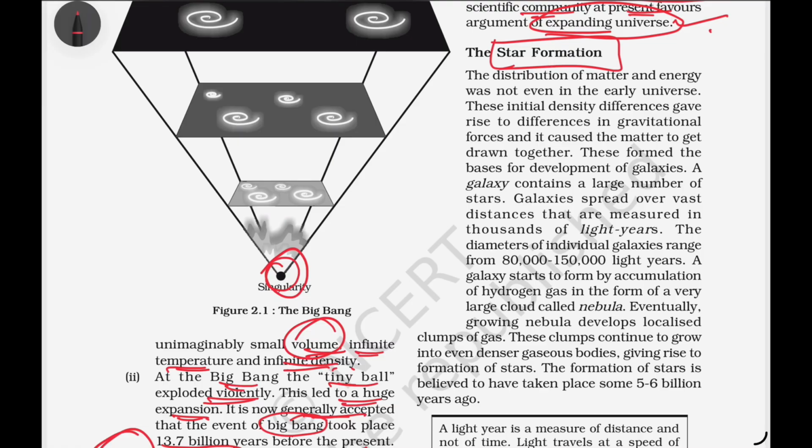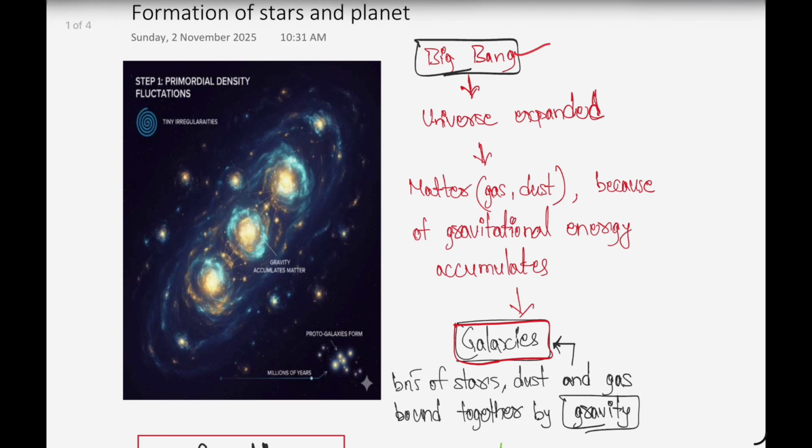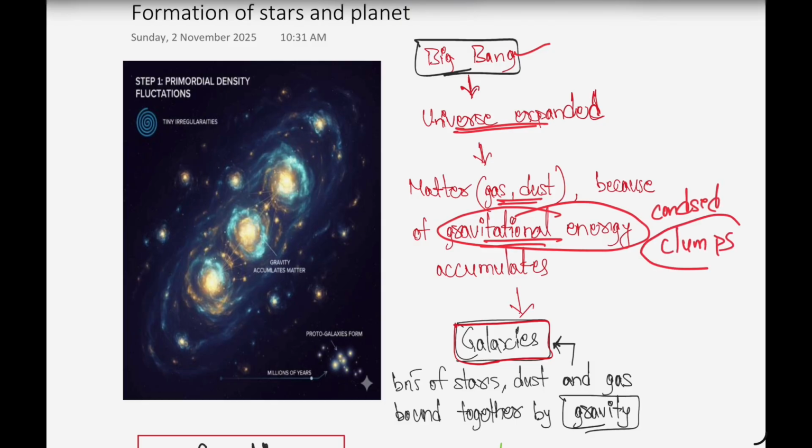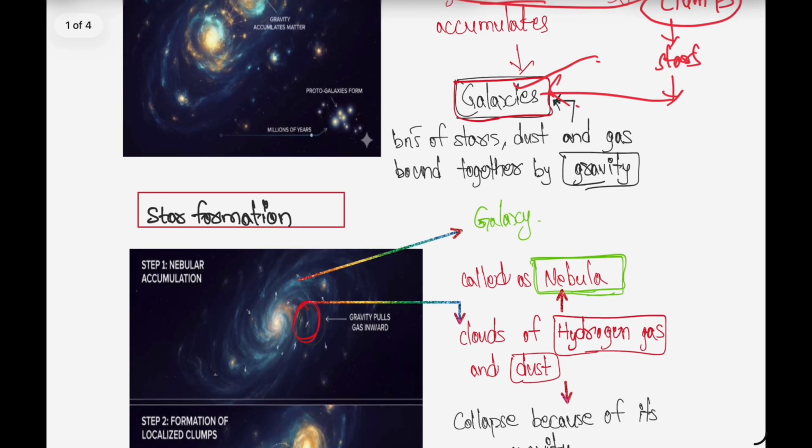Okay, right. So during the Big Bang theory, what happened? The universe expanded, right, and the matter, that is gas and dust, became gravitational. Because of the gravitational energy, they started getting condensed and started forming clumps, because of which stars will be formed, and billions of stars combined to form the galaxies, right? These billions of stars, dust and gas are bound together by gravity.